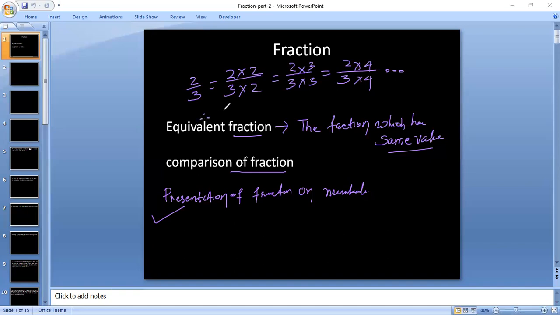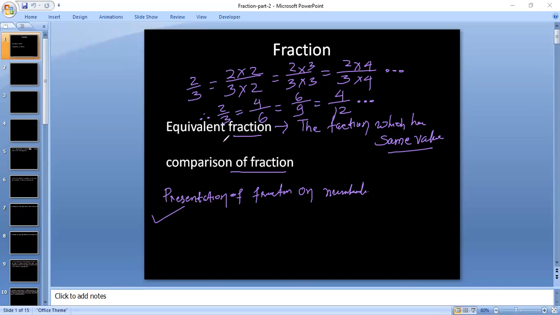Now you will write that 2 by 3 is equal to 2 twos are 4 by 3 twos are 6, and 2 threes are 6 by 3 threes are 9, and 2 fours are 8 by 3 fours are 12. Here these are the first three equivalent fractions of 2 by 3.